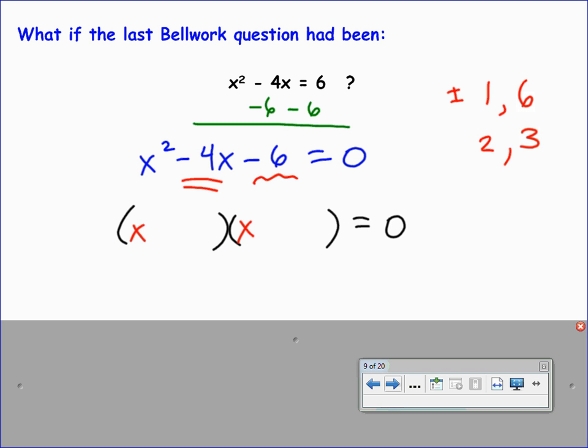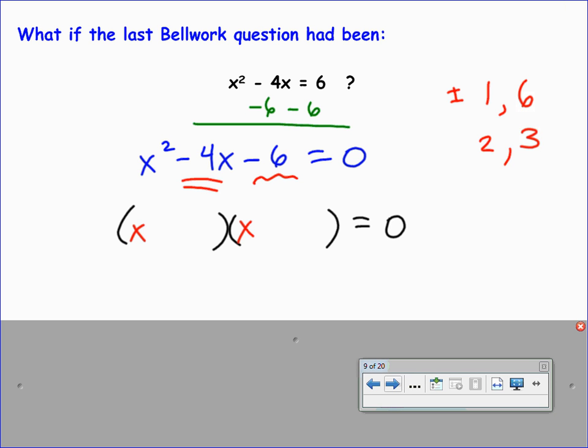What's the problem here? Blake? No, there are none. 6 and 1 don't sum to give me 4. 2 and 3 don't sum to give me 4. There's no combination of these, one positive, one negative, such that they sum to give me that middle term. So this is not solvable by factoring, and yet there's still two solutions, right?